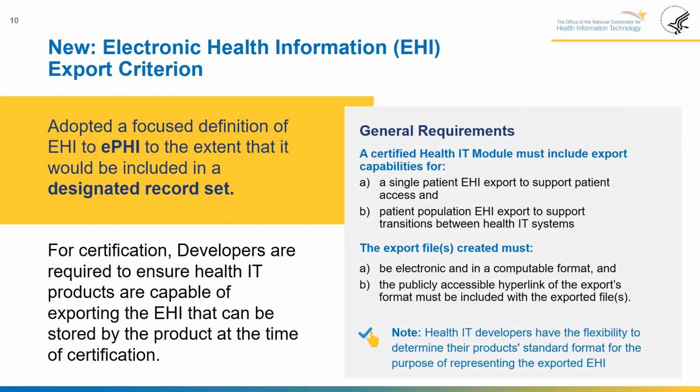So this one is a new certification criterion called the Electronic Health Information Export. And this criterion has been adopted with a focused definition that aligns with the EHI definition that we have adopted for information blocking that will be further explained later. So that definition is the EHI that is electronic protected health information to the extent that it would be included in the designated record set. And this is in direct relation to the HIPAA definitions.